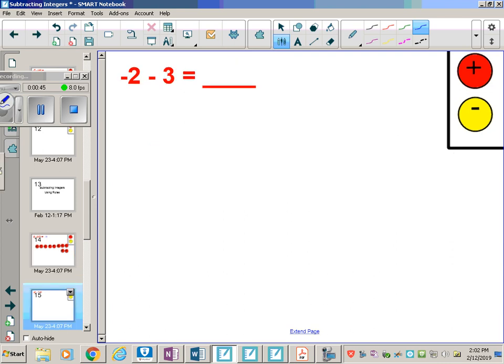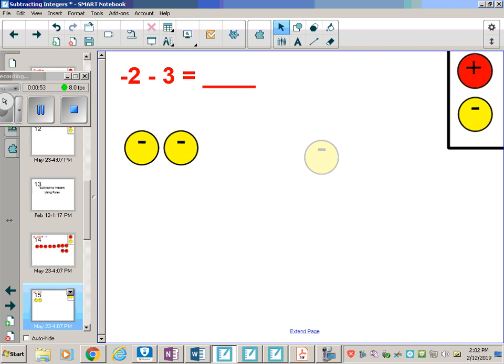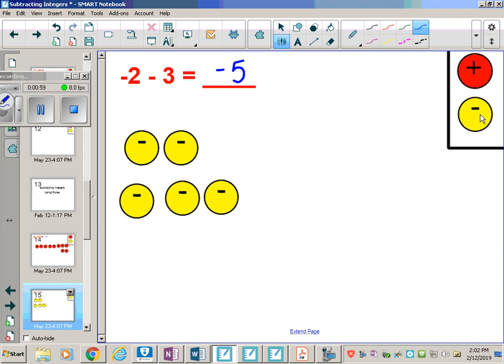And to look at another one, negative 2 minus 3. We said that would be negative 2 and then do the opposite of positive 3, which is negative 3. And so that answer gave us negative 5. One more example.